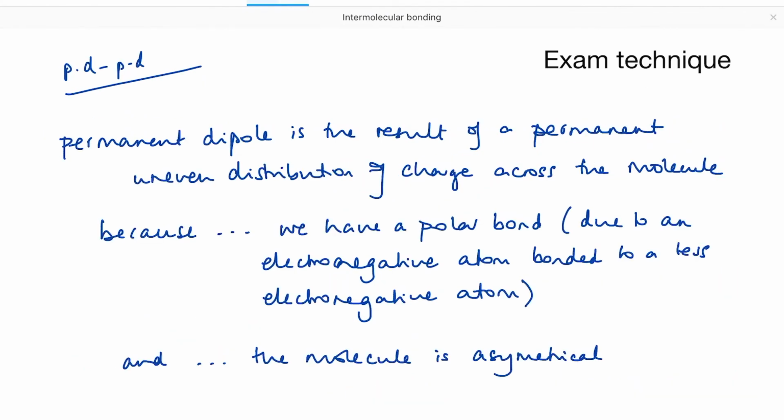A permanent dipole, we can explain, is the result of a permanent uneven distribution of charge across the molecule because this molecule contains polar bonds. This is due to an electronegative atom bonded to a less electronegative atom. Name the atoms if you've got a specific example in your exam question. And the molecule is asymmetrical, or not symmetric.